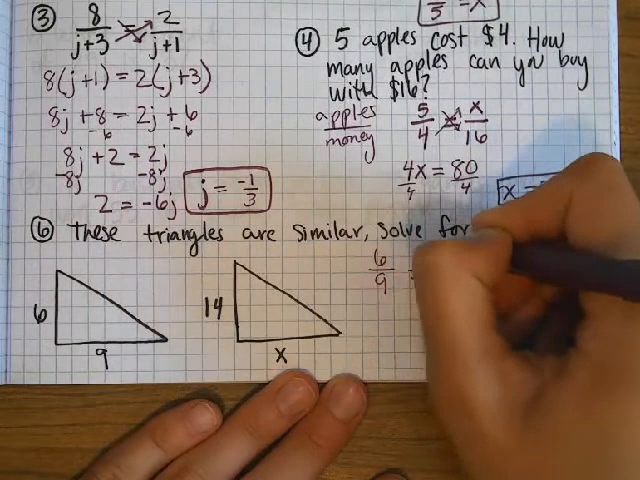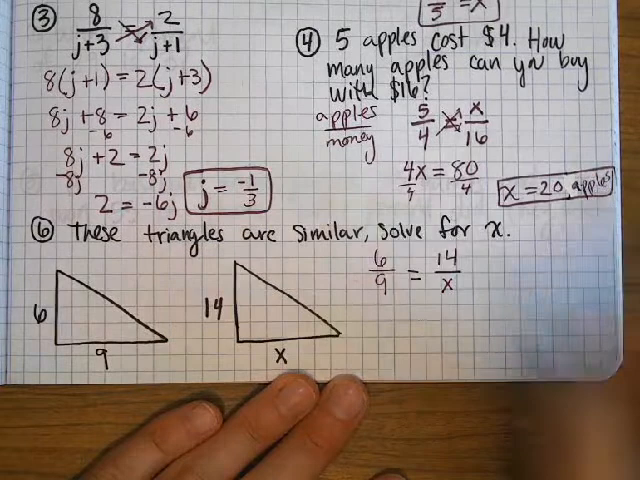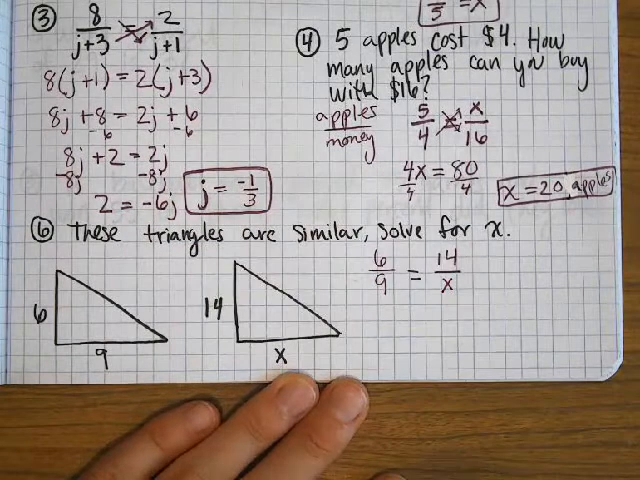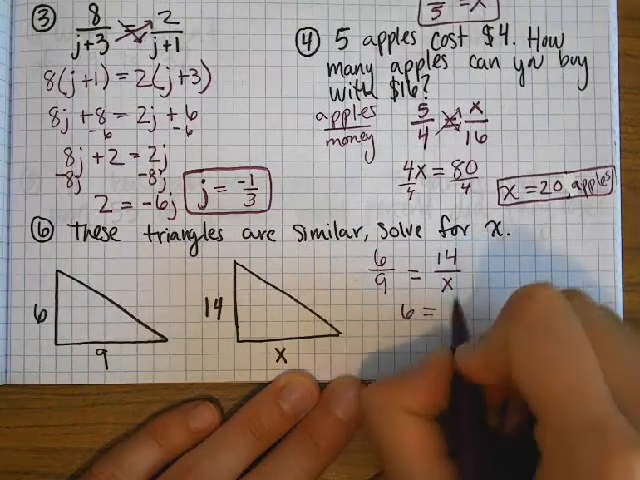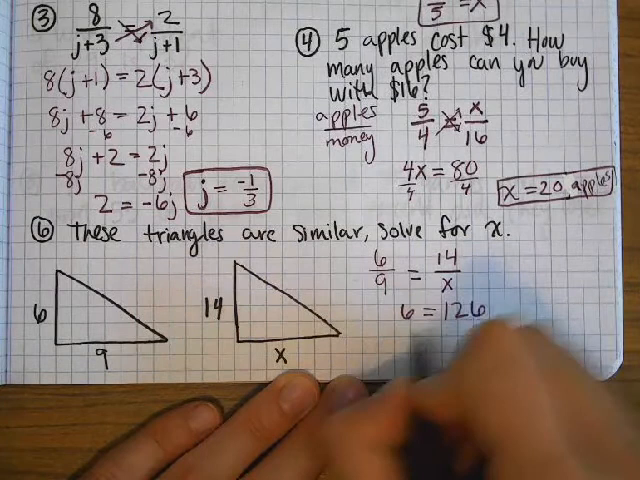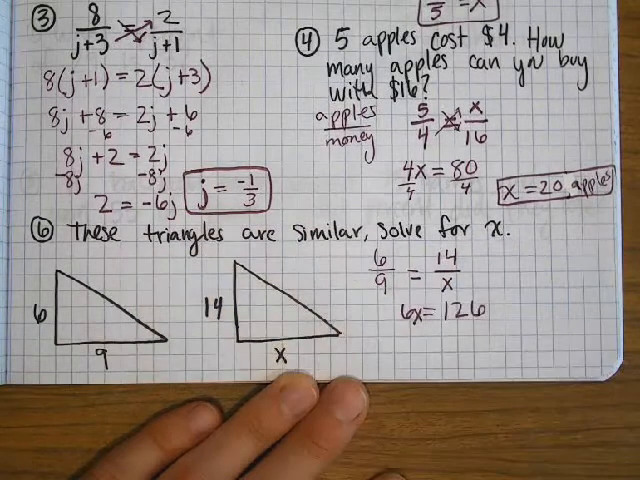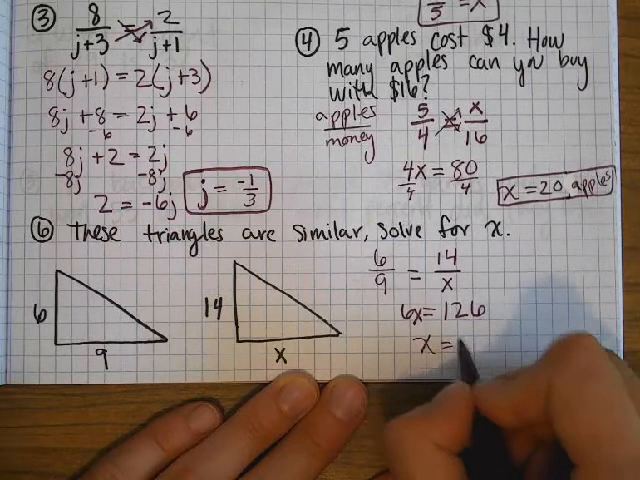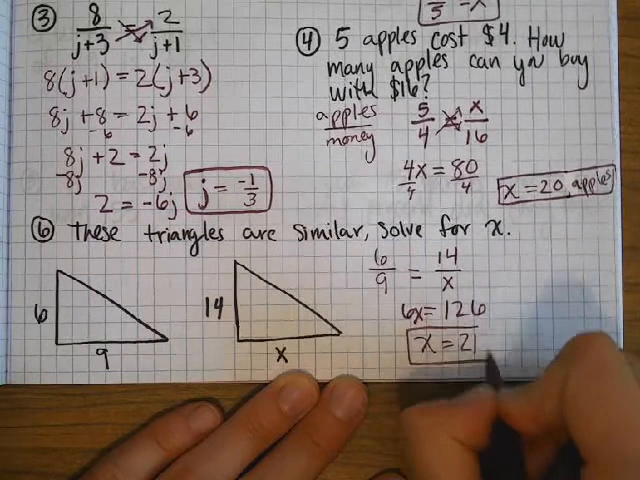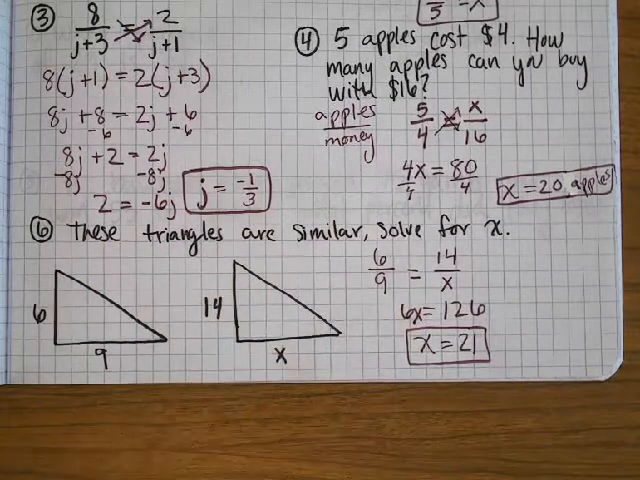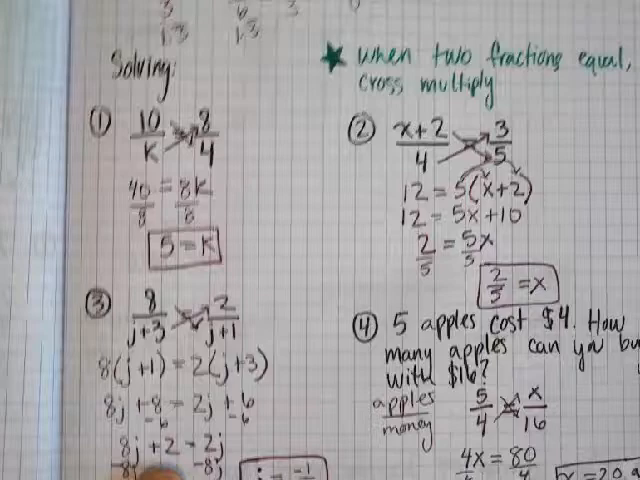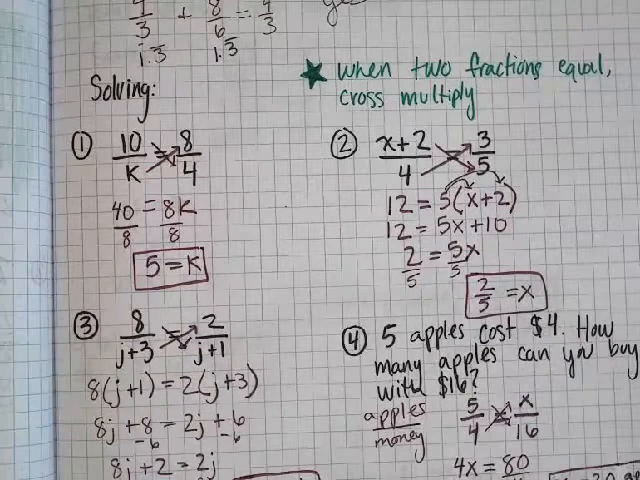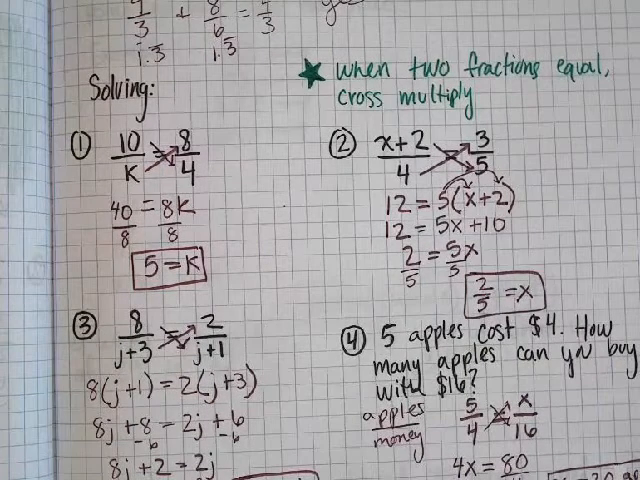So we've got 6 over 9 equals 14 over x. So I have 6x equals 126. And when I divide by 6, I get x equals 21. Okay? So just big reminder for these is when two fractions are equal, cross multiply.